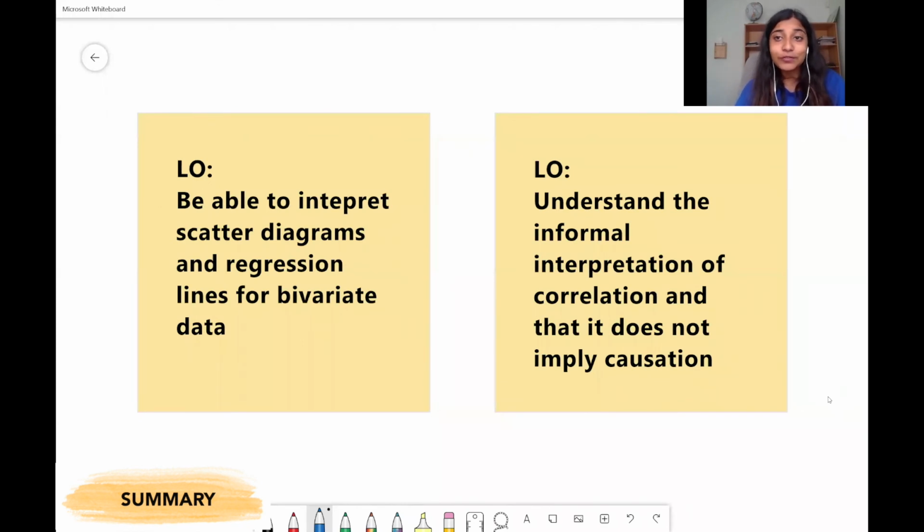Thank you so much, everyone. Hope you found that useful, and you can now interpret scatter diagrams and regression lines for bivariate data, and you understand the informal interpretation of correlation and that it does not imply causation. So make sure you do some practice questions just to make sure you can fully apply everything that we've learned in this video.